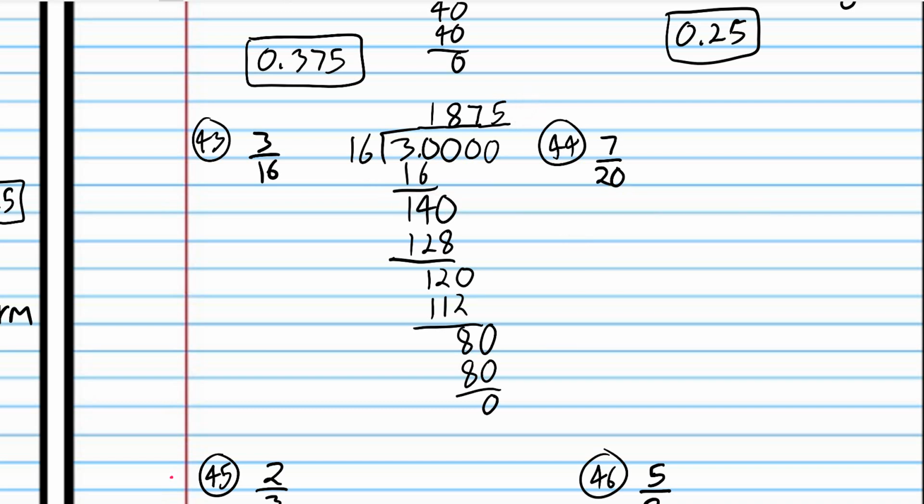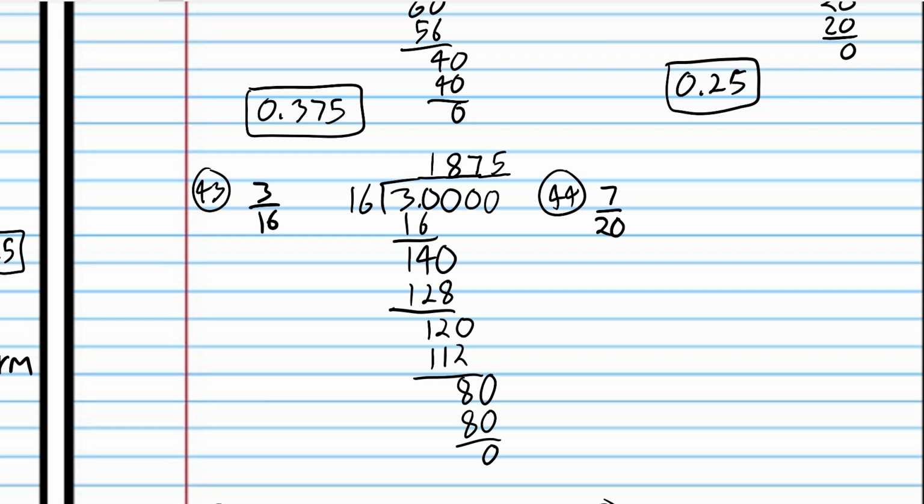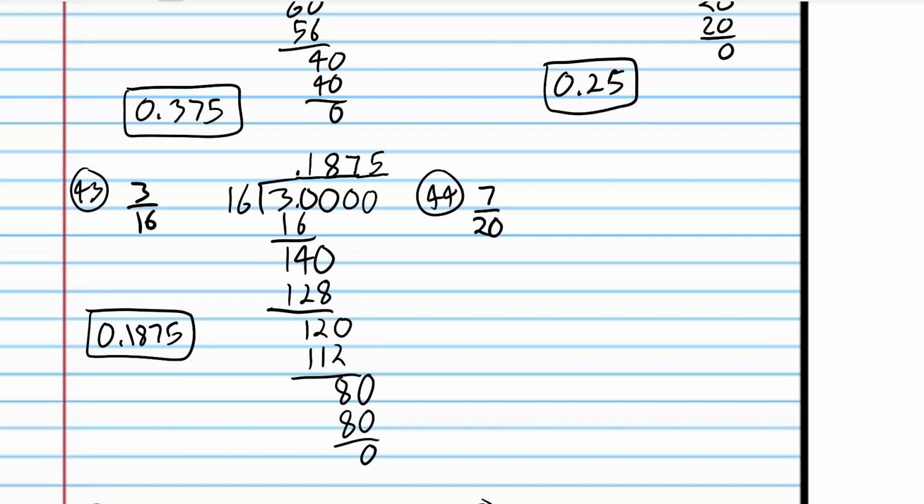So, just be aware that when you're doing long division with whole numbers, just because you have a remainder of 0 doesn't necessarily mean that you're done. If you have more numbers here, you'd have to keep going. But when we're using the long division algorithm for converting fractions to decimals, it's when the remainder is 0 that tells you when you're done. So now we bring the decimal straight up, and we have 0.1875. So that was a long one.